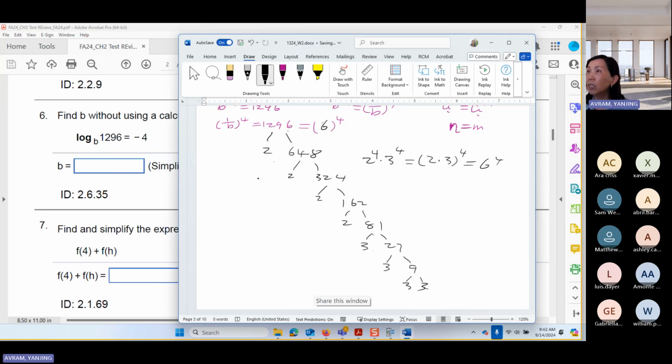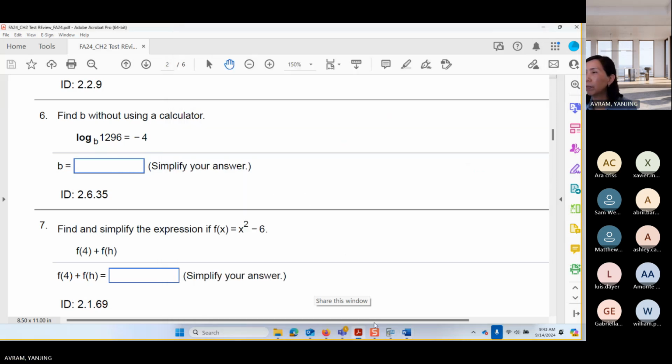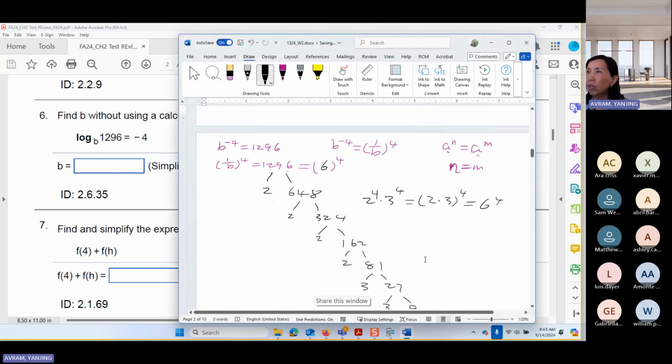Okay, so what does that mean in here? That means I have 1 over b to the 4 power equal to 6 to the 4 power. So that means my 1 over b must be equal to 6. Okay, and then you go solve for b. So multiply both sides by b, you have 6b equal to 1, or b will be 1 over 6. All right, so this b here will be 1 over 6.